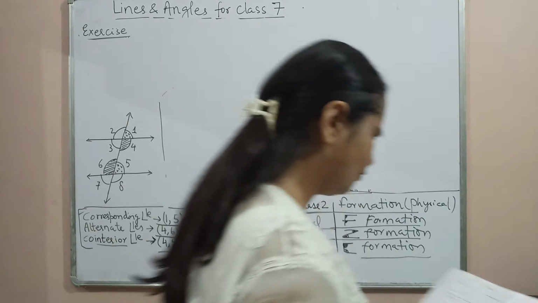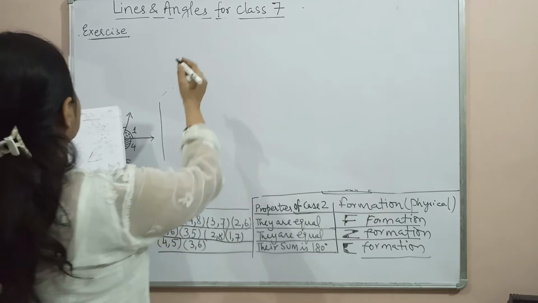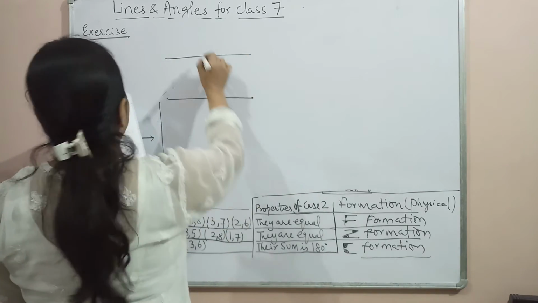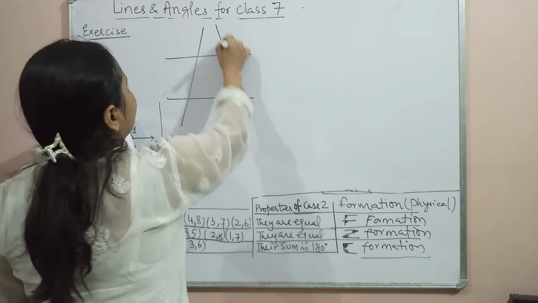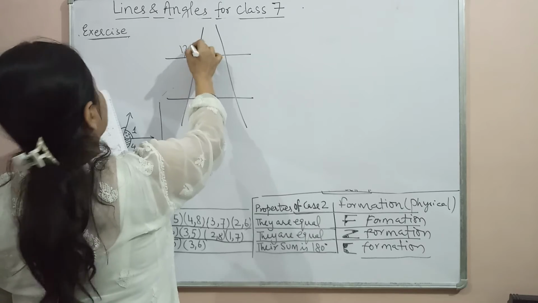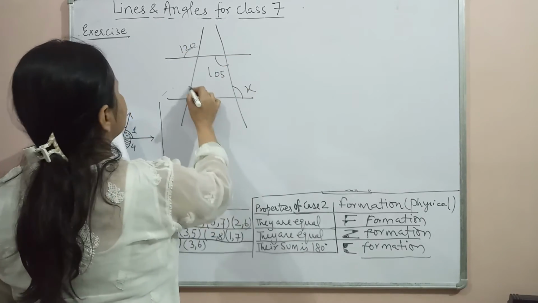Now these are a few more questions which I want you to do on your own. I am not going to do it. Suppose we have these two parallel lines and these are non-parallel lines. We have been given suppose 120 degrees, 105 degrees. This is X and this is Y.